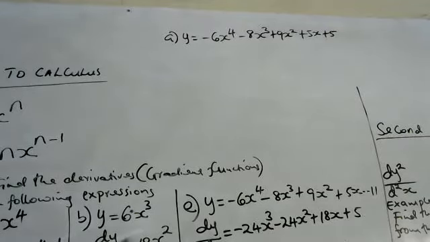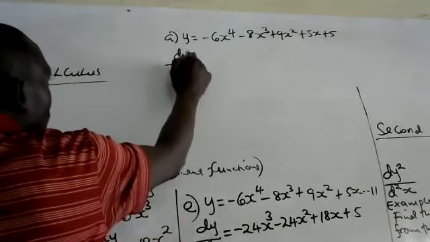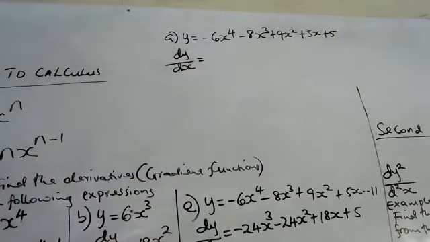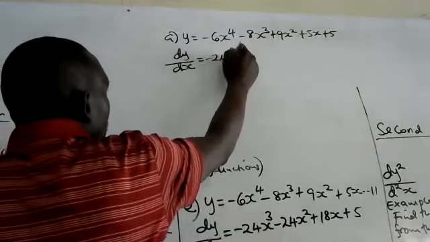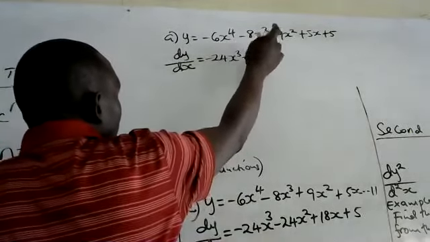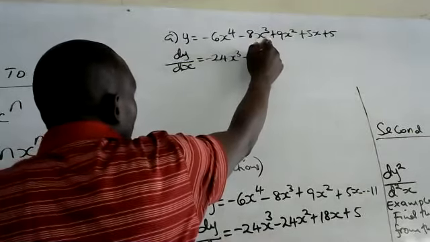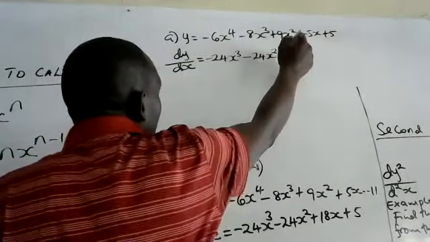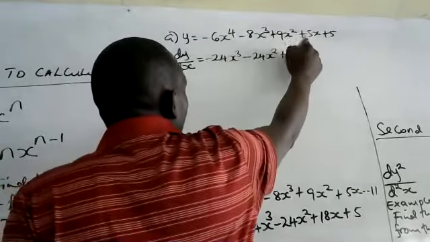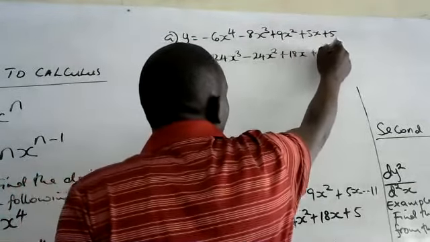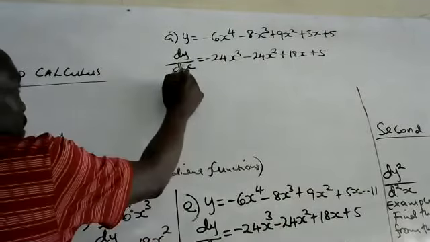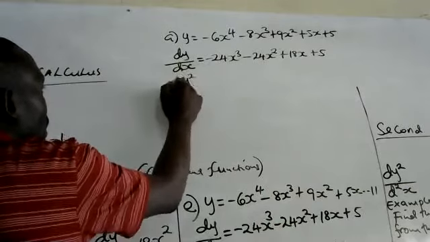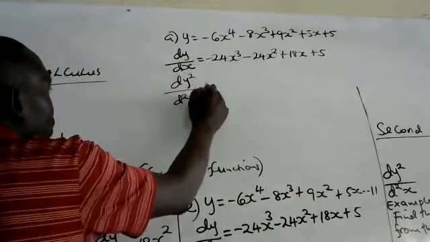So the first thing you do is to get the first derivative, which is dy over dx, the normal way we have done it. So you shall get 4 times negative 6 is negative 24x power 3 minus 8 times negative 8 will be negative 24x squared plus 2 times 9, which is 18x plus 1. That is the first derivative. After getting the first derivative, we go to the second derivative now, which is d squared y over dx squared.